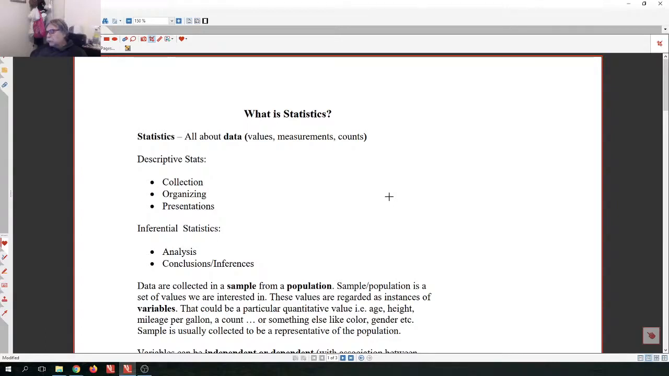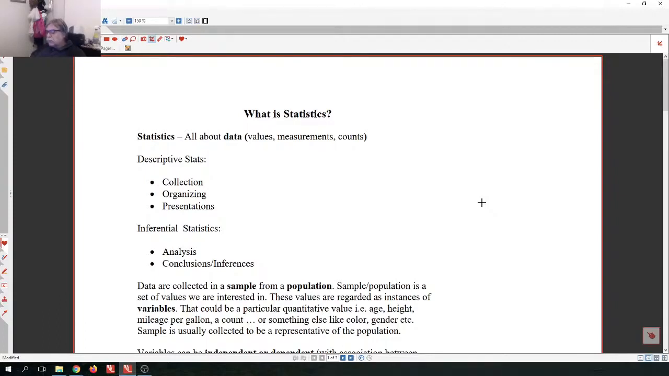That data could be numerical values, numerical measurements, or counts. It could also be something that doesn't have a numerical value. We divide statistics into two types: descriptive statistics, which we are going to spend some time talking about, and inferential statistics.